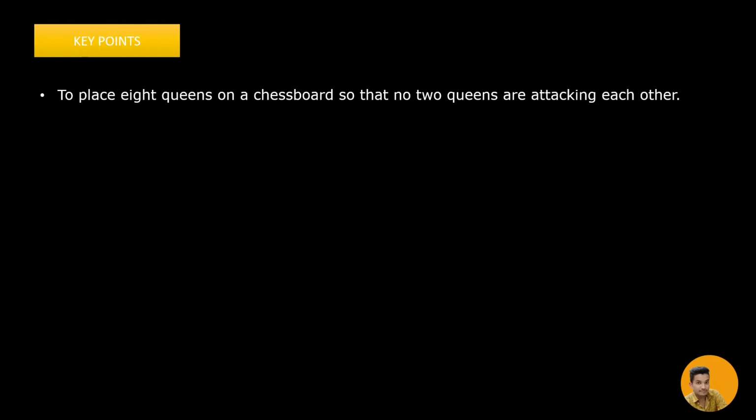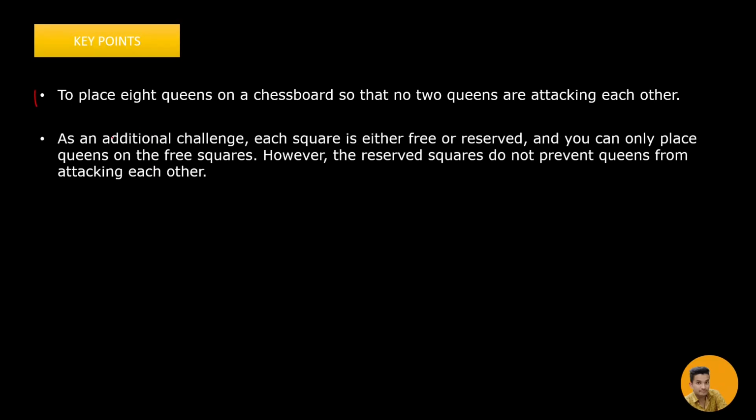Okay, so let us see the chessboard and queens problem. The first key point is we need to place 8 queens on a chessboard so that no 2 queens attack each other. And the second key point, as an additional challenge, is on top of the first key point.